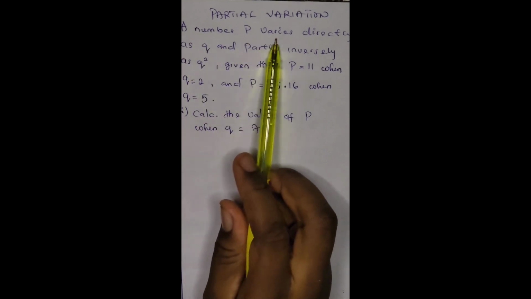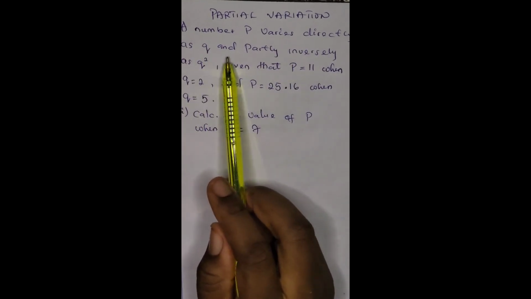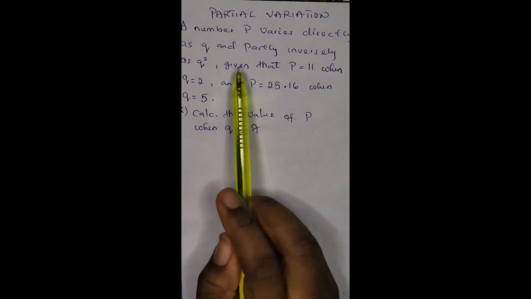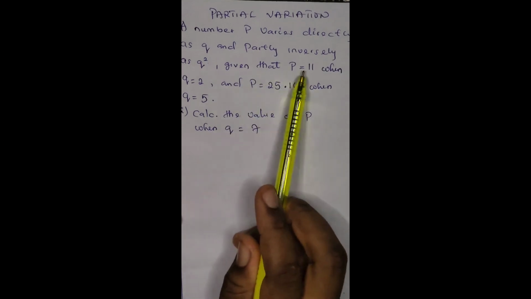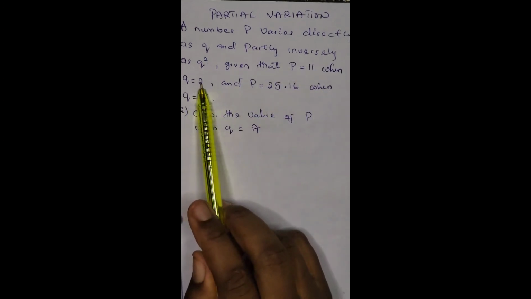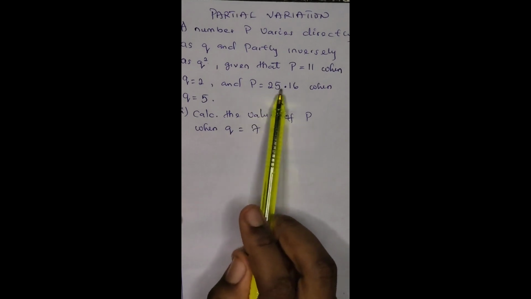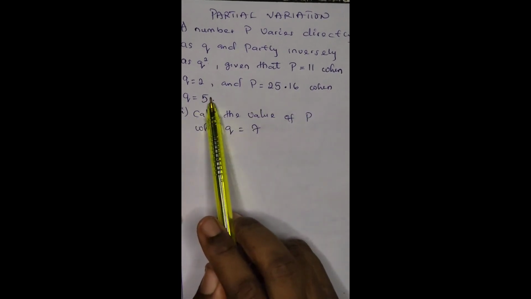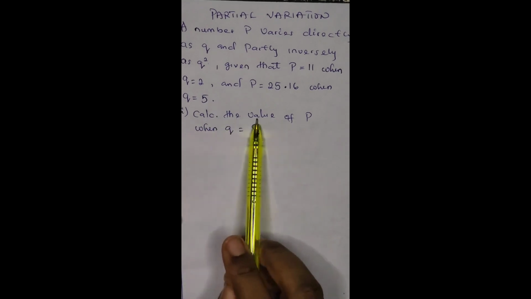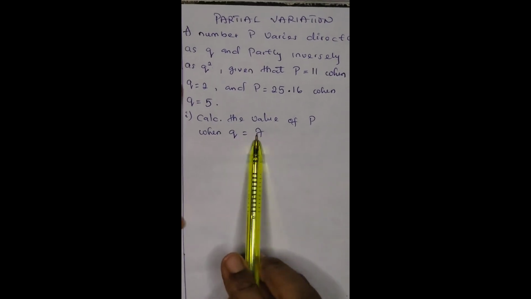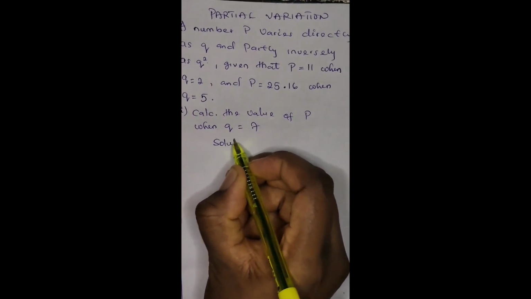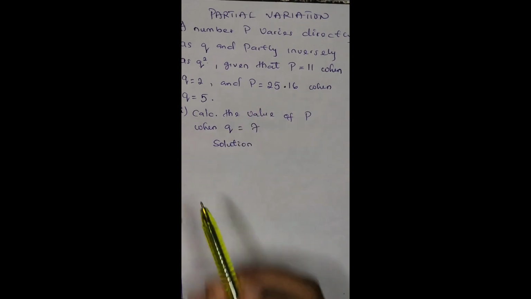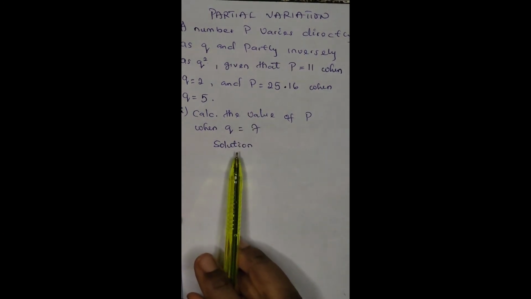A number p varies directly as q and partly inversely as q squared, given that p is equal to 11 when q equal to 2 and p equal to 25.16 when q equal to 5. Calculate the value of p when q equal to 7. Now this is partial variation, and remember, for partial variation we'll be having two constants.